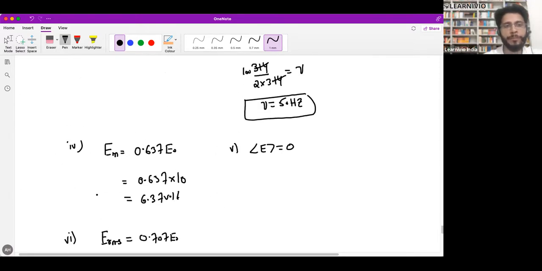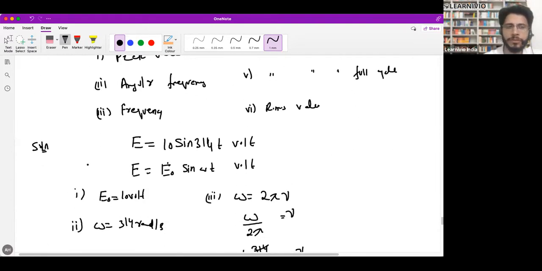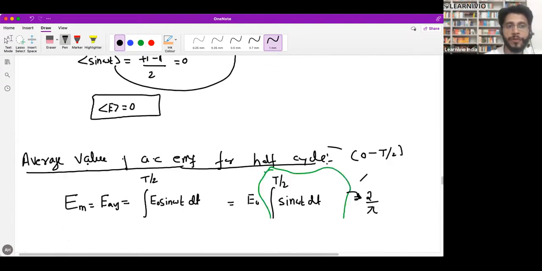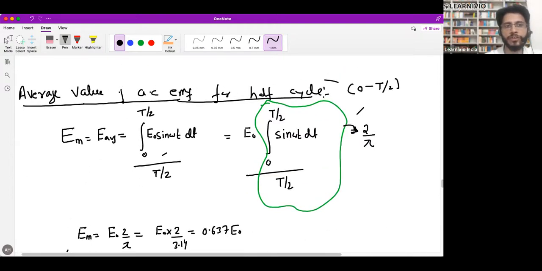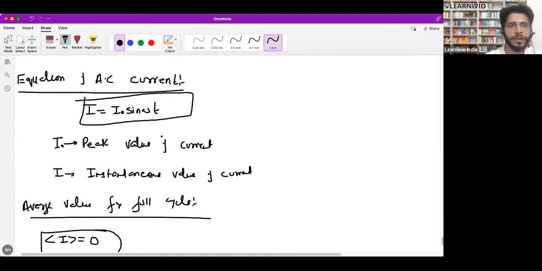I'm just copy pasting the results of the EMF. EMF and current have exactly the same results. Same type of calculations. Instead of E, just write I here, and the whole of the calculations will get repeated. So I'm not repeating the entire calculation, I'm just writing the final results.